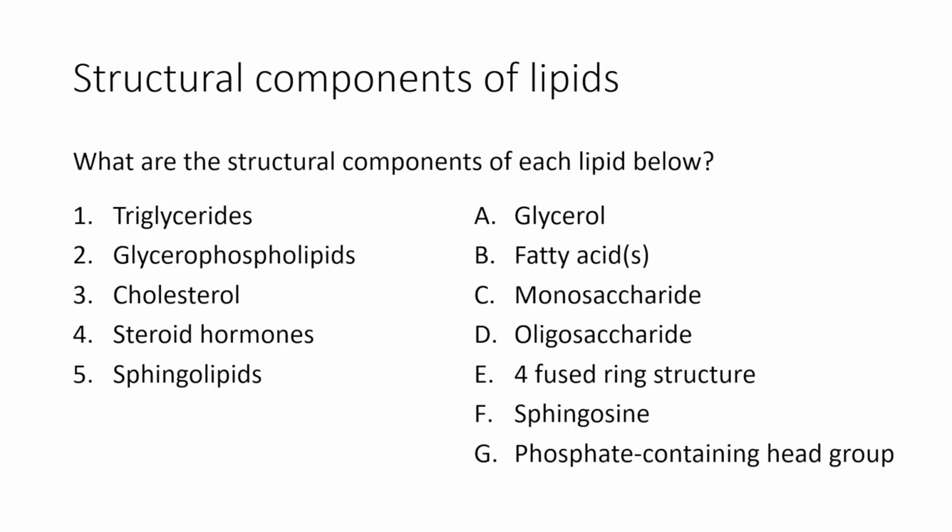So let's start with number 1, triglycerides. What are triglycerides made from? Yeah, exactly. They start out with a glycerol as their backbone, and then they have 3 fatty acids. So triglyceride, tri for 3. The glycer should remind you there's glycerol in there.